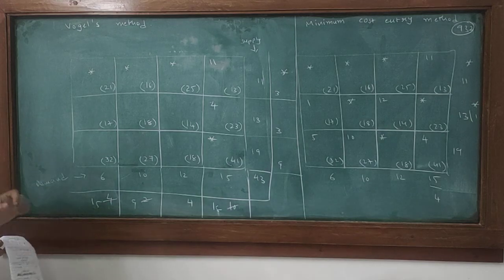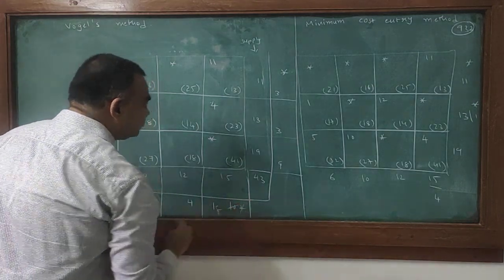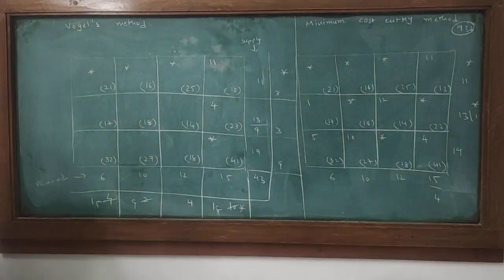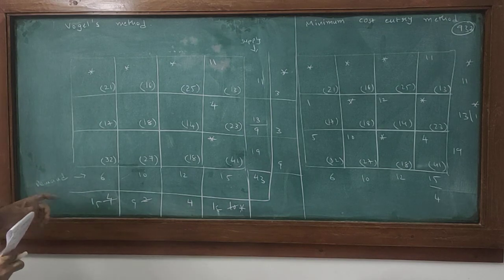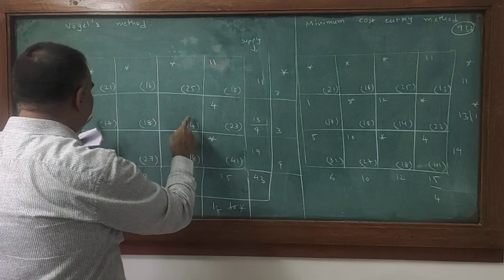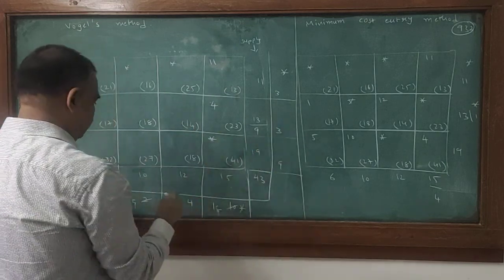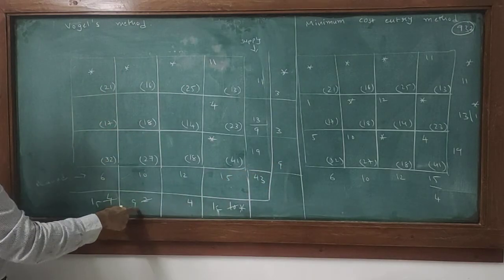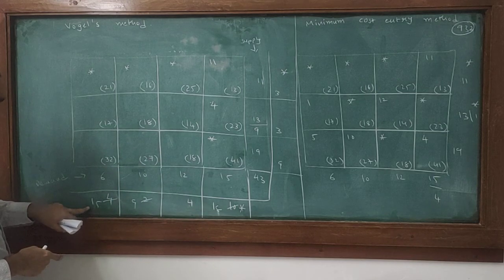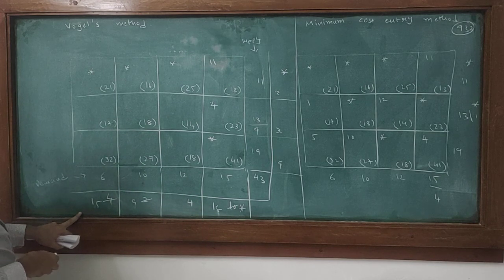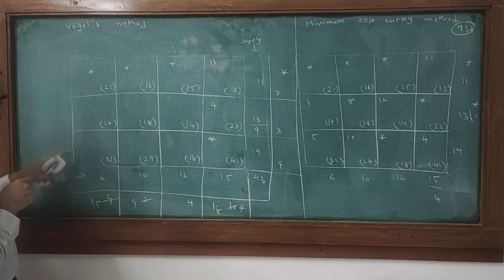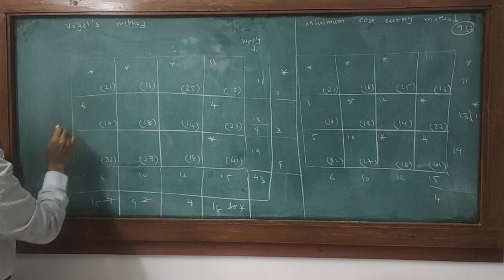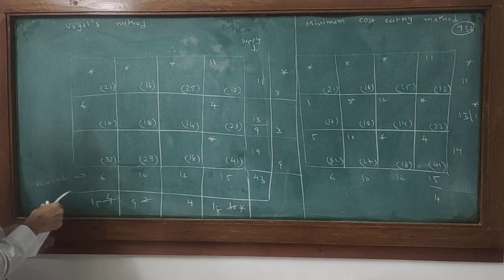Then among remaining, this is done. And now we have 9 available. Among remaining, the first minimum, second minimum, it is 4, 3, 9, 15, 9 and 4. So 15 is the maximum one, and this is the minimum one. Possible, I think 6 is possible. We have 6 is possible.